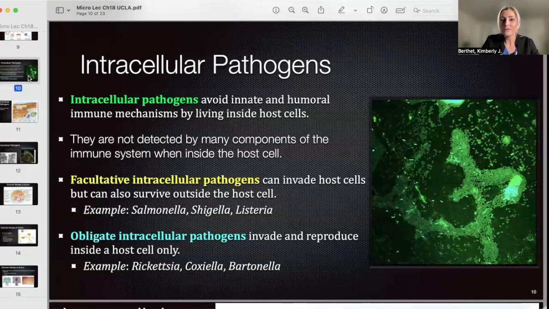Intracellular pathogens can really avoid the immune system because our immune system doesn't really operate within cells. It operates around cells. So if they're able to live within a cell, they're already avoiding a large portion of the immune system. We have two different kinds of intracellular pathogens: facultative and obligate. Facultative ones can evade our host cells, but they can also survive outside the cell. So they can live inside the cell or outside the cell.